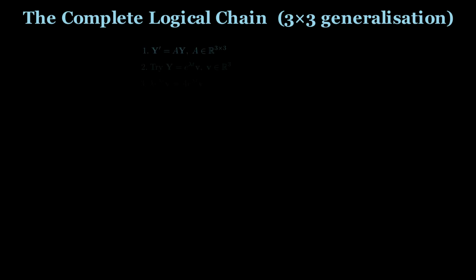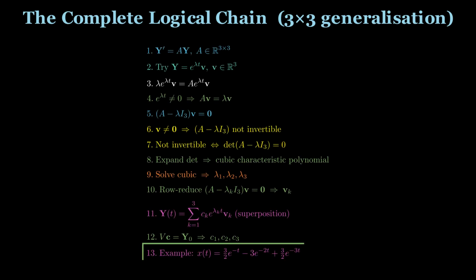Verified. Here is the complete logical chain for the 3x3 case. We start with the matrix ODE with a 3x3 coefficient matrix. We try an exponential ansatz with a 3-component eigenvector. We substitute, cancel the exponential, and get Av equals lambda v. We rearrange to a homogeneous system with the 3x3 shift matrix. We demand a non-zero vector, which forces the 3x3 determinant to 0. That gives a cubic polynomial whose three roots are the eigenvalues.